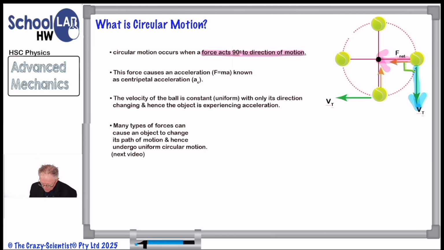The next thing to realize is that force causes the acceleration. Remember from Newton's second law, F equals ma, that when we add up all the forces in a direction, if they're unbalanced, then there is a net force acting on the object, and that net force causes an acceleration to happen.